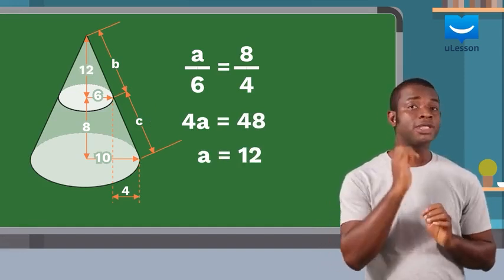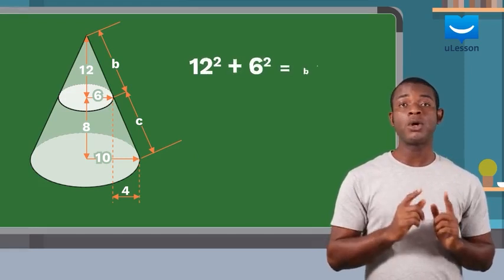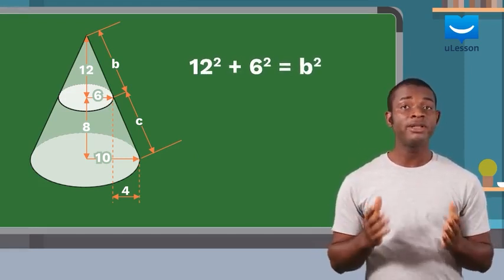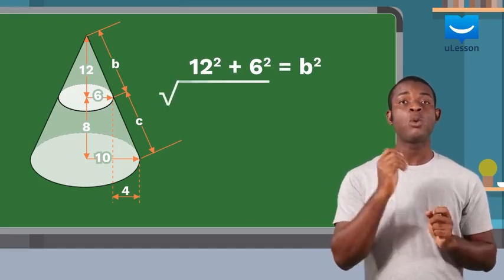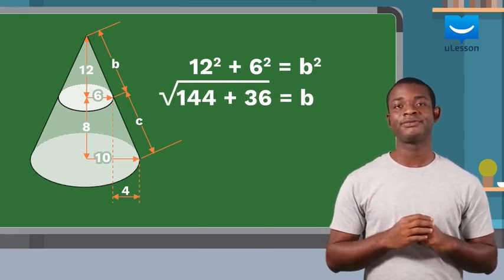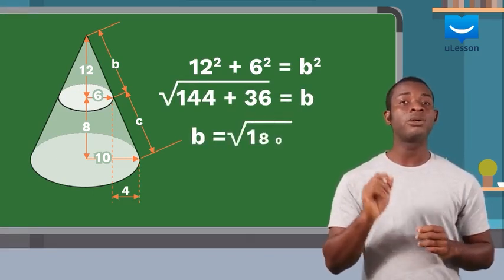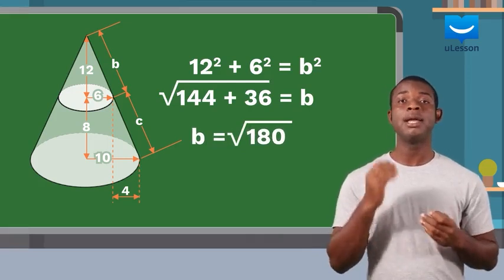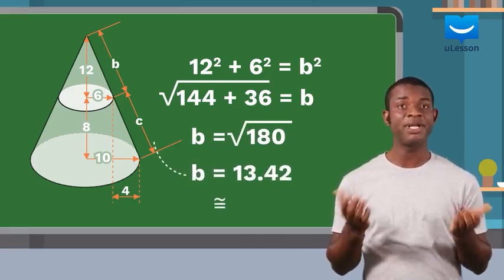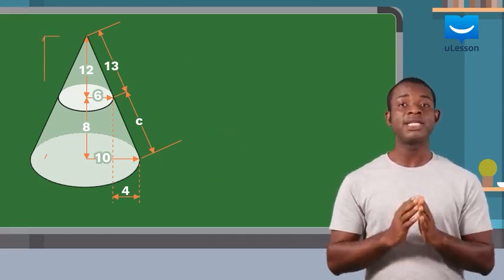Now, using the Pythagoras theorem for the smaller cone, we have 12 squared plus 6 squared is equal to B squared. Solving this will give us the square root of 144 plus 36 equal to B. This will further give us B equal to the square root of 180, which means B is equal to 13.42, which is approximately 13. For the bigger cone, the height is 20 meters.